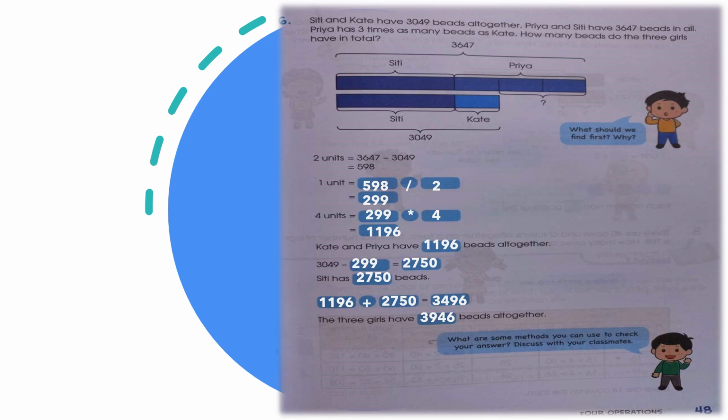We know that Priya and Kate have 4 units, which are equivalent to 1196, and we have just found out the number of beads Cathy has, which is 2750. So when we add 2750 and 1196, we have 3496 beads altogether, which is the total number of beads all the 3 girls have.